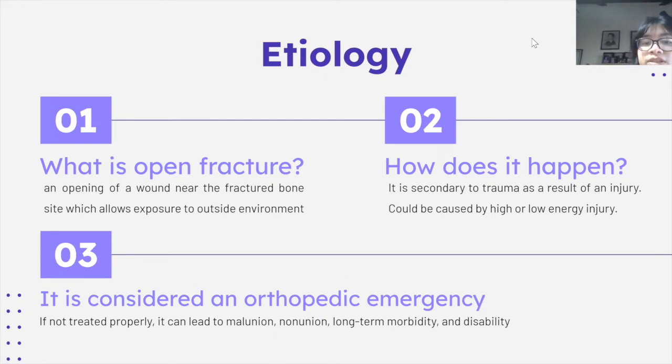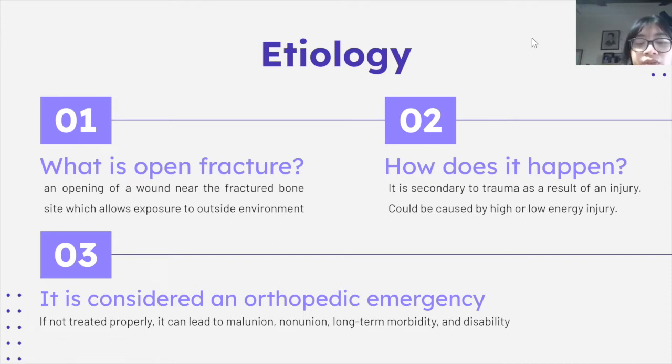It can happen secondary to trauma as a result of an injury. They could also occur as a high energy injury, with the most common cases related to traffic accidents and even falls from a great height. They can also be caused by the piercing of broken bone through the skin and soft tissue due to a low energy trauma, often caused by torsional injury during sports.